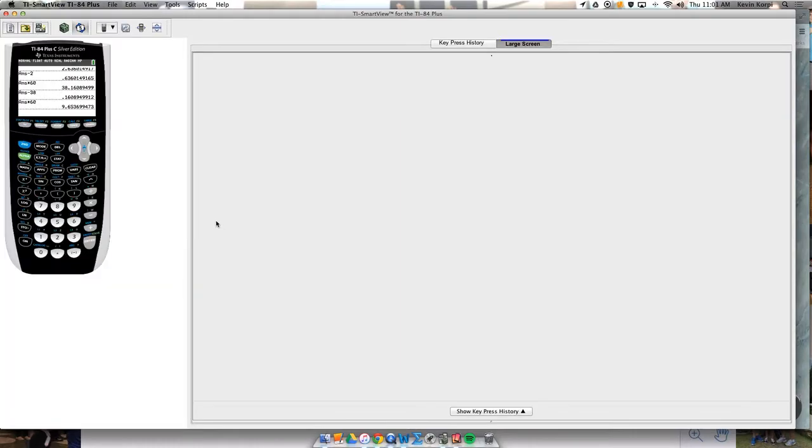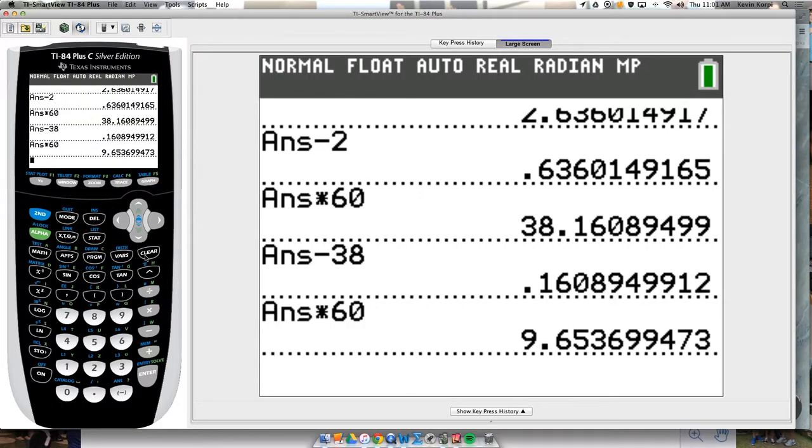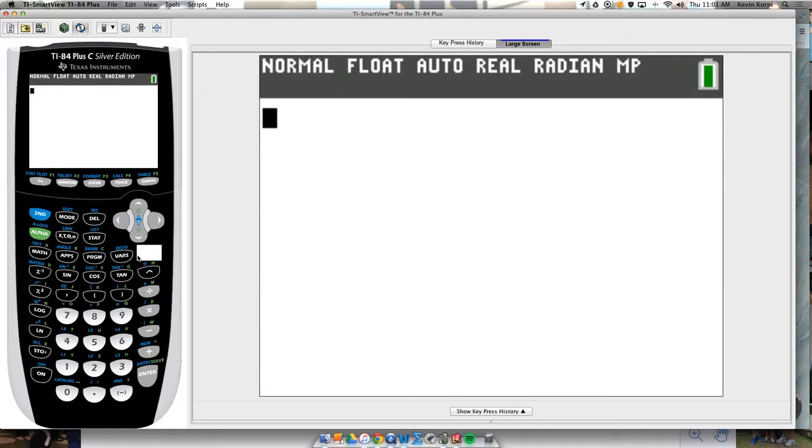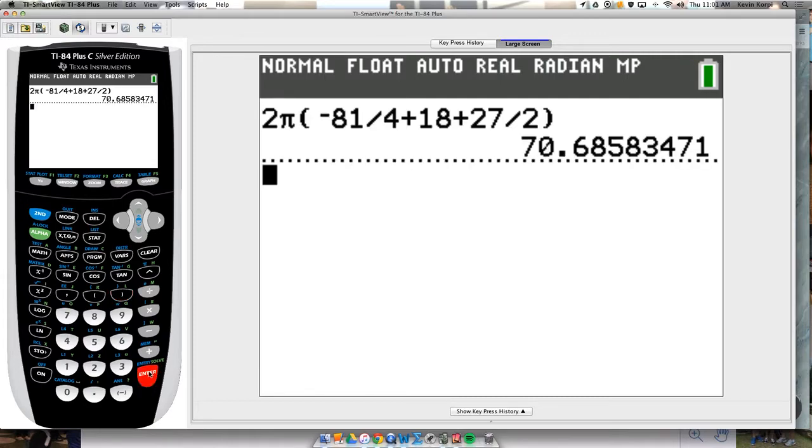Okay, so since we've done all the work, let's go ahead and first of all just type in the value that we have. 2 pi, parentheses, negative 81/4, negative 81 divided by 4, plus 18, plus 27 halves. And this will give us our decimal approximation of what we got. 70.685. Okay, nice to know.